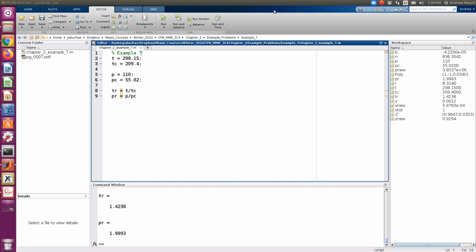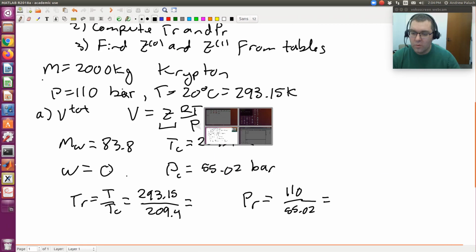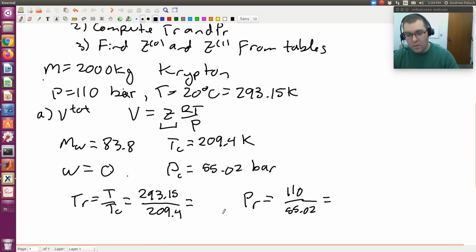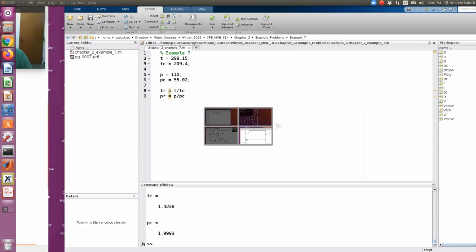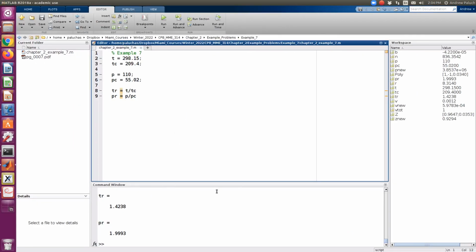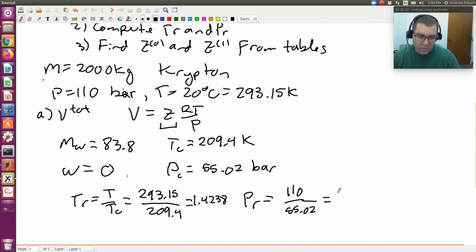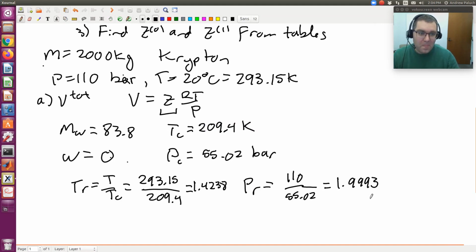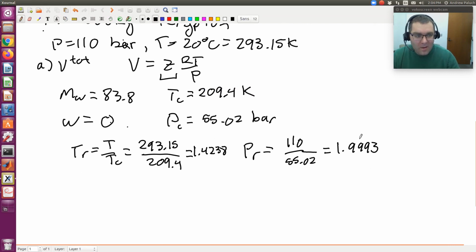Okay, and run it. And so I get a reduced temperature of 1.4238, and reduced pressure of 1.9993. Okay. And when we look at the Kesler, I'm hoping that I can just take this to be 2 to make it easy to read data. All right, so I have my reduced temperature and pressure.